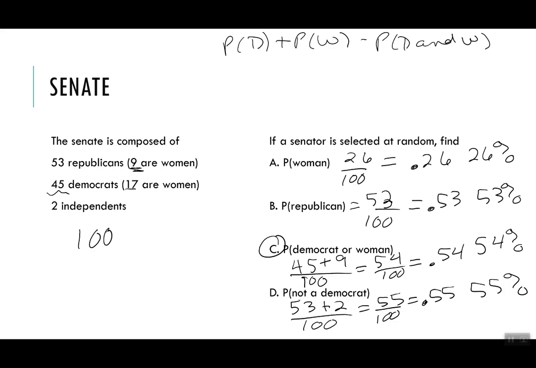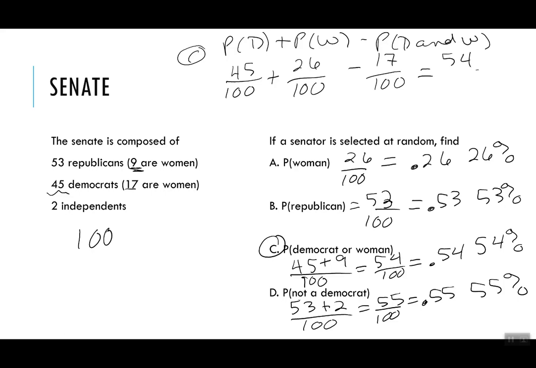So if you thought, you know what, I want to do it this way with the formula, you would say Democrat is 45 over 100. Women, we said earlier, was 26 over 100. And what you would have to subtract would be the 17 over 100, which was both. I still get 45 plus 26 minus 17 is 54. So it's really just a matter of choice of you if you like the formula or if you can see the answer without it.